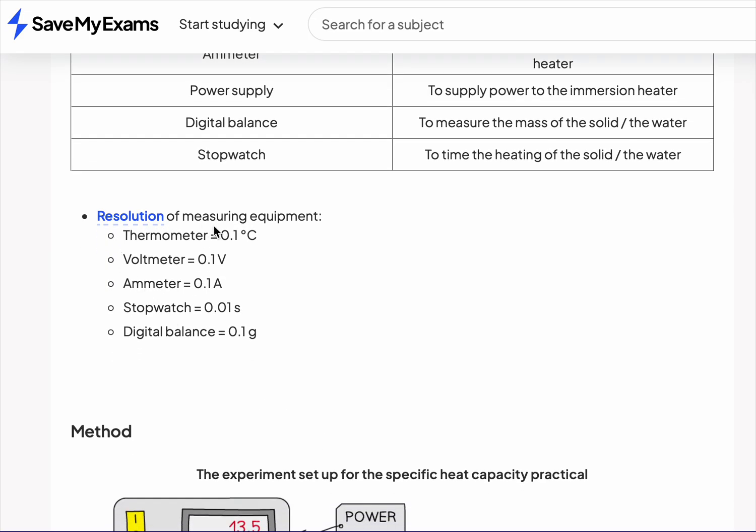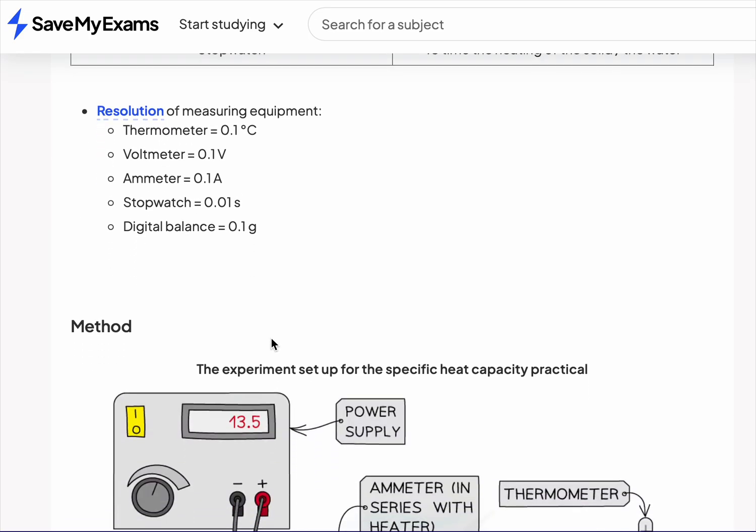Resolution is the smallest interval that you can measure on each of the instruments, and these are suitable resolutions that are suggested for the equipment that you would probably have in most schools.